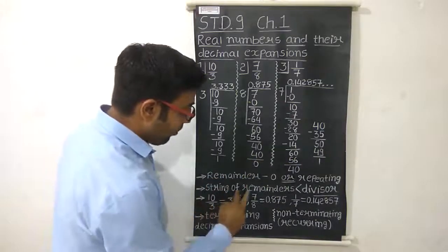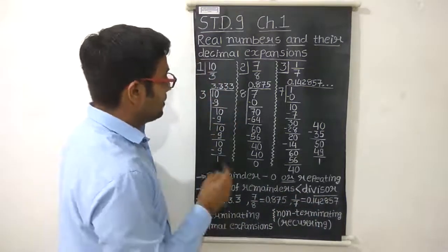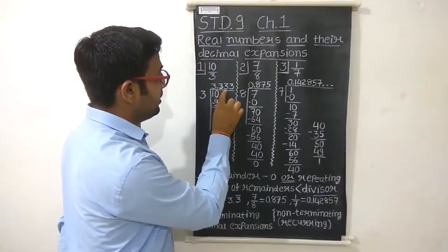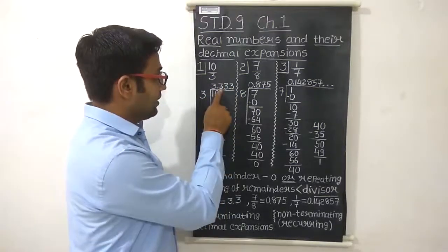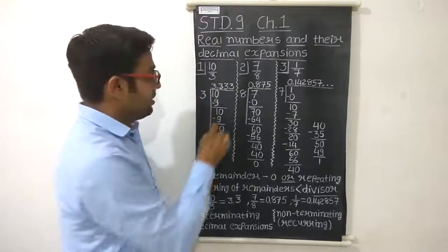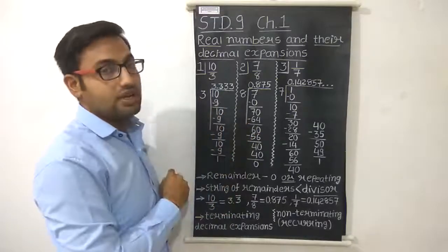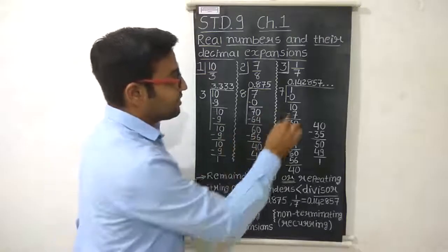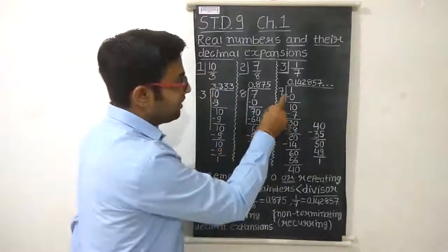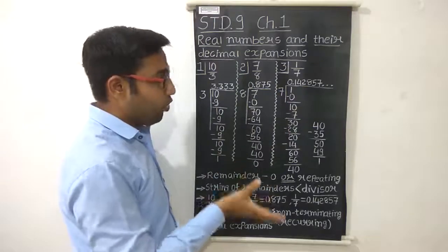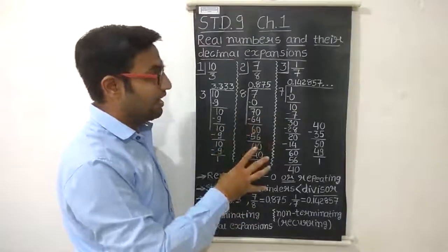Second point, the string of remainders is less than the divisor. See here, this 3 3 3 repeats itself. That means only one number repeats, and the length is less than 3. In this repeating string there is only one digit, and 1 is less than 3, right? Here also, how many digits are there in the repeating string? 1 2 3 4 5 6, and that is less than 7, right? So in all other cases, if you divide like this, you can get the same result.